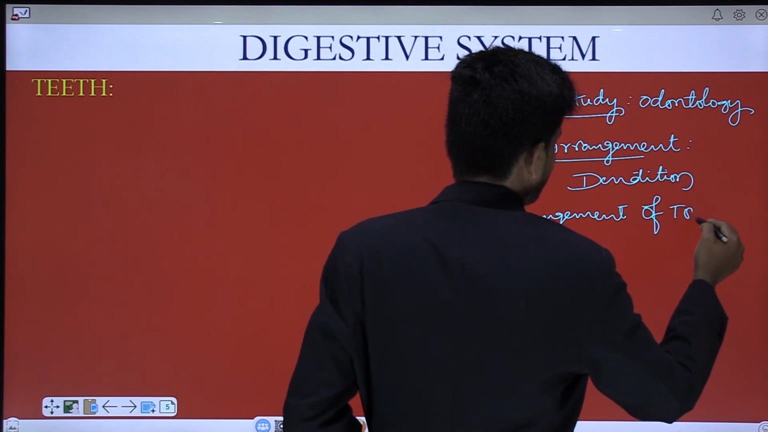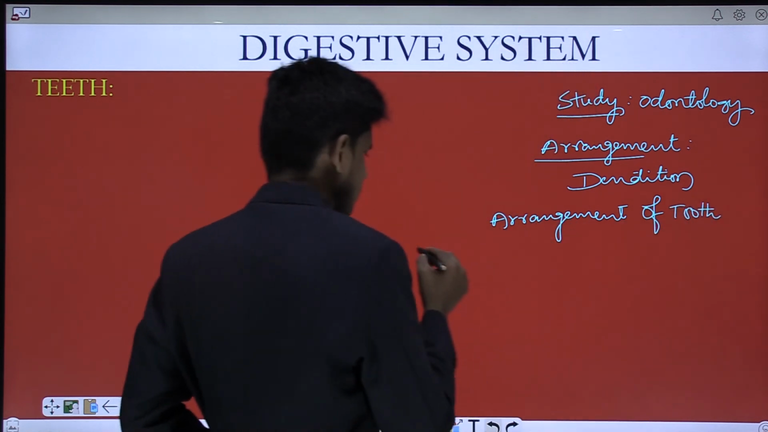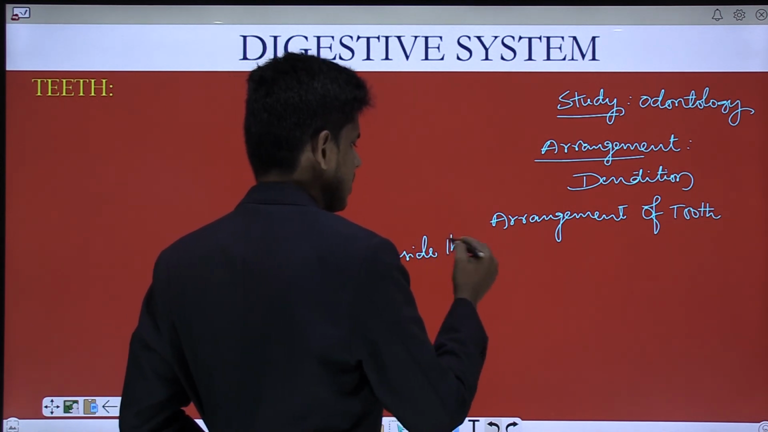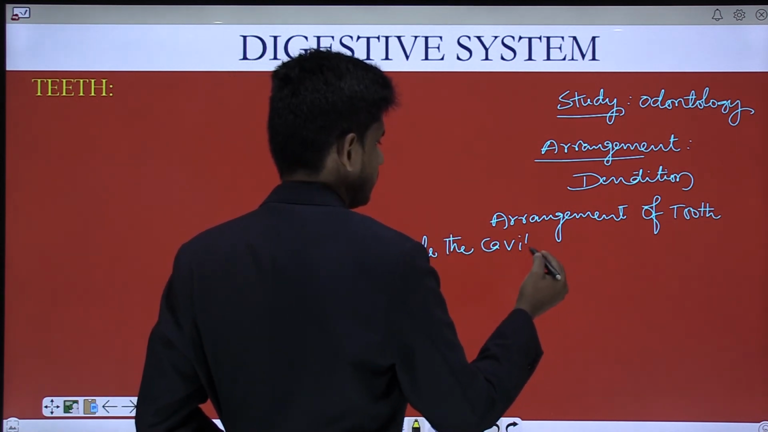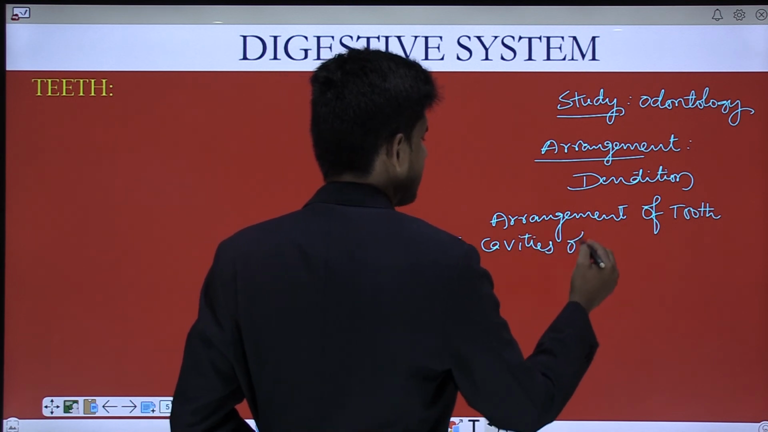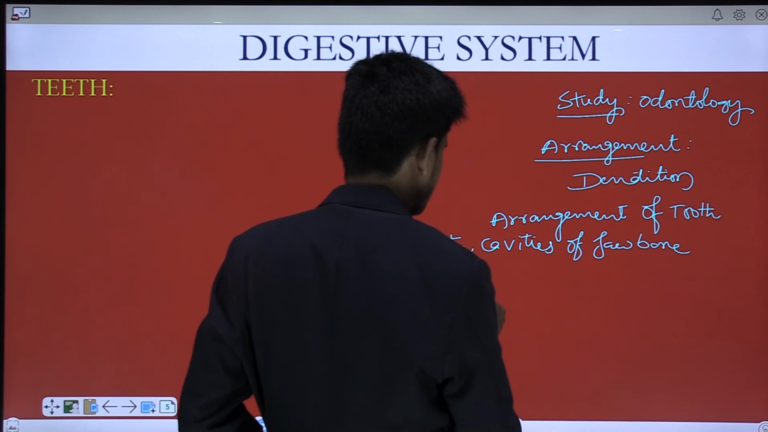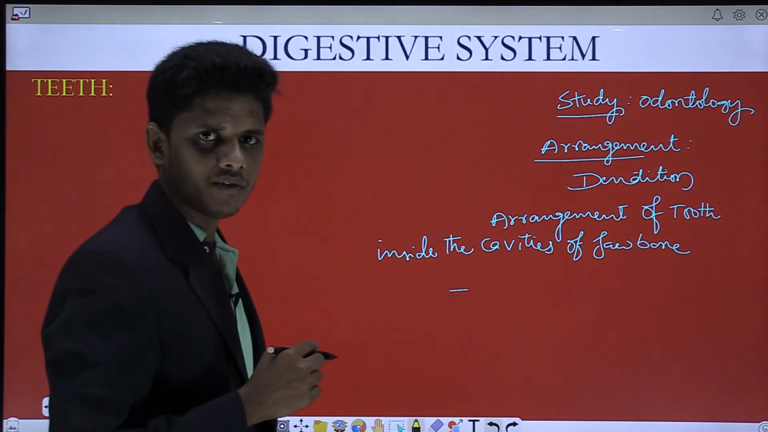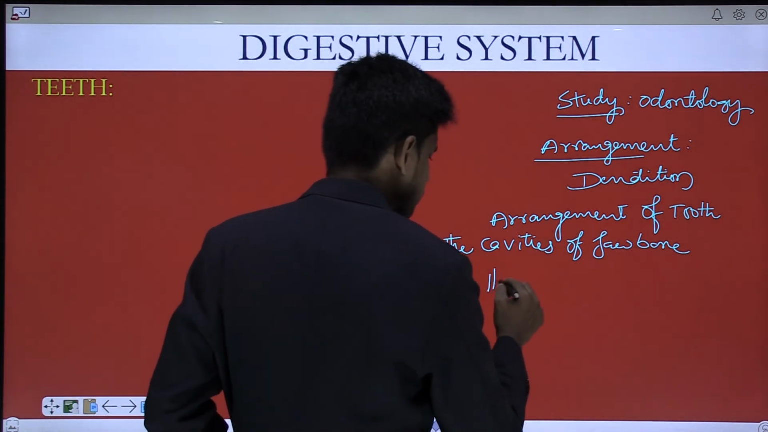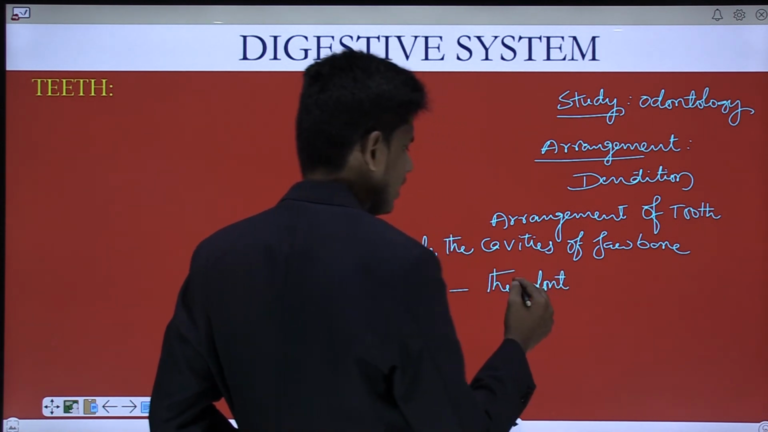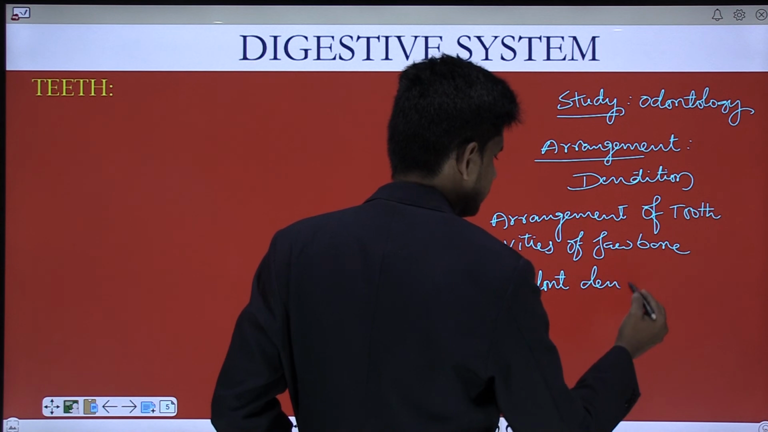The arrangement of the tooth inside the cavities of the jawbones is called thecodont dentition. Thecodont dentition. Can you repeat again? Thecodont dentition.